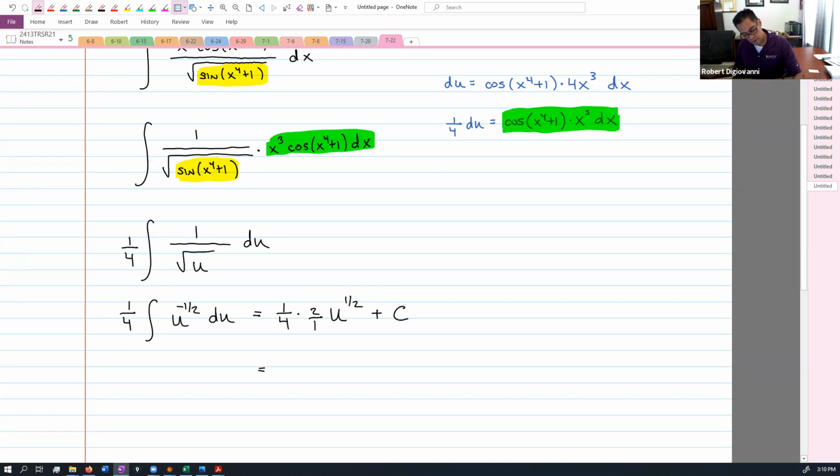And then the 1/4 times 2 gives you 1/2. What was u? I forgot. It was the sine thing, wasn't it? Sine of x to the 4th plus 1, all of that to the 1/2. That's the same as the square root plus c. There it is.